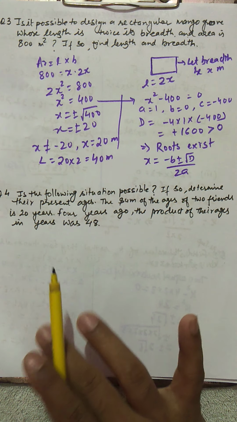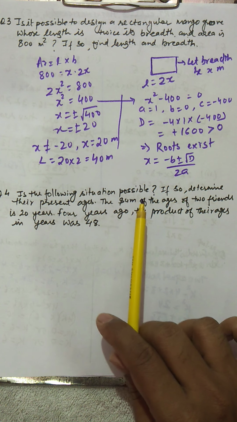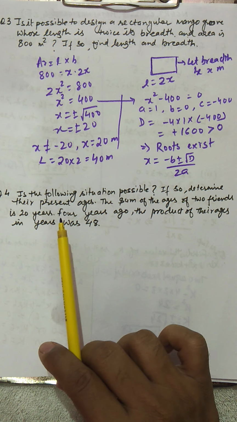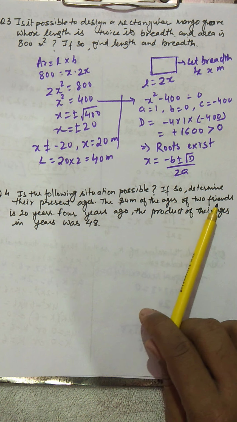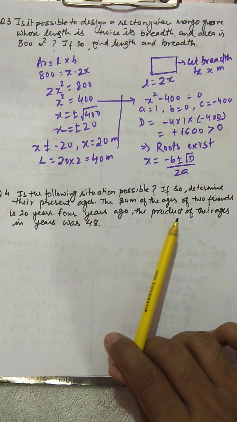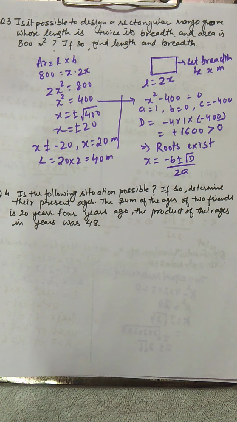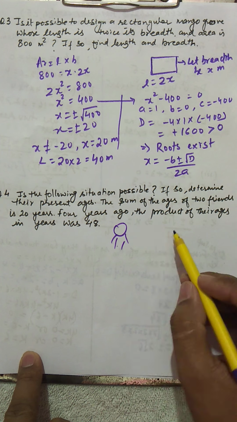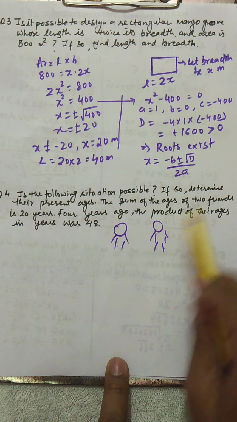Now this is a similar type of question, question 3, and in this question also: is the following situation possible? If so, then determine their present ages. The sum of the ages of two friends is 20 years. 4 years ago, the product of their ages in years was 48. So we can think of two persons, one person is like this, and the second person is like this, and we have to determine their present ages.